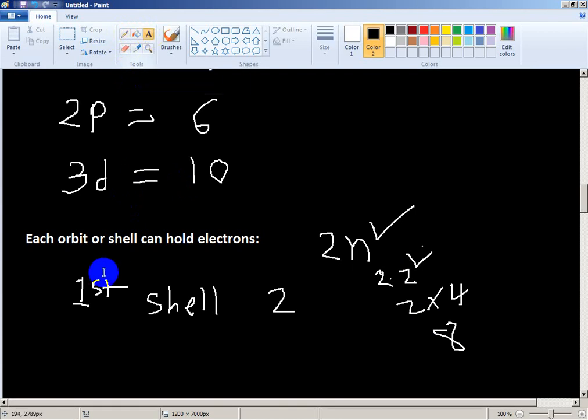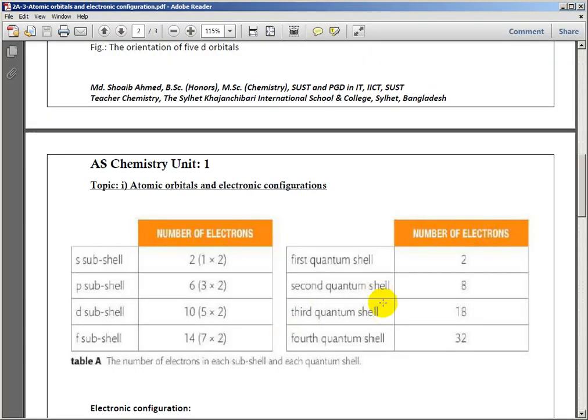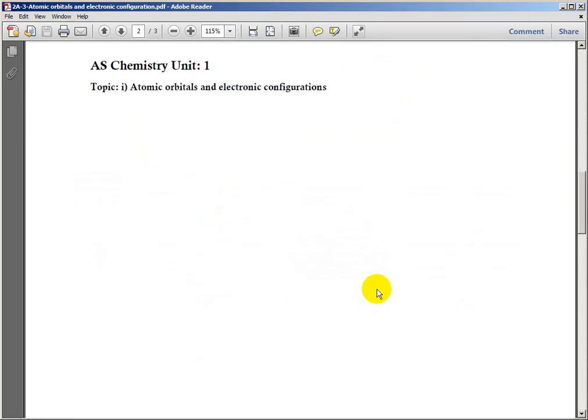Now the third shell: how many electrons? 2 into 3 square. 3 square means 9, and 2 into 9 is 18. So the first quantum shell has 2 electrons, the second quantum shell 8, the third quantum shell 18, the fourth quantum shell 32. Have you understood this? Yes, sir. Okay.